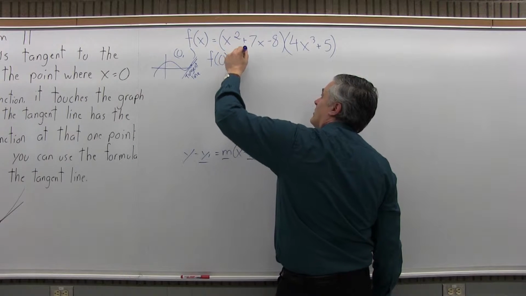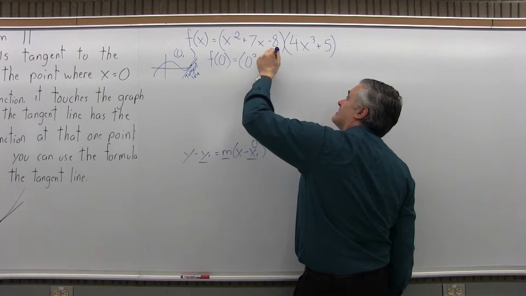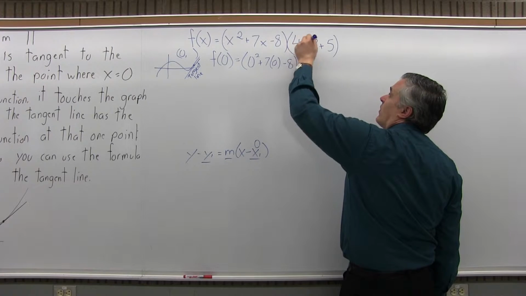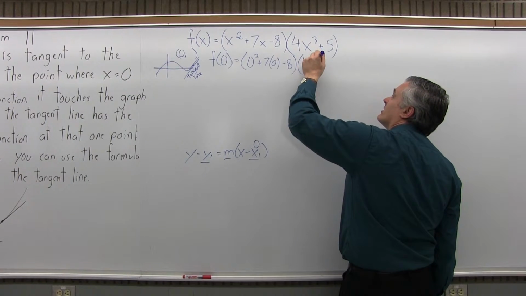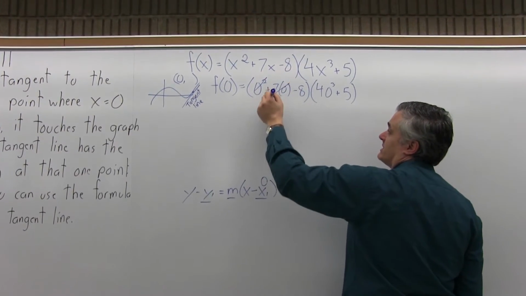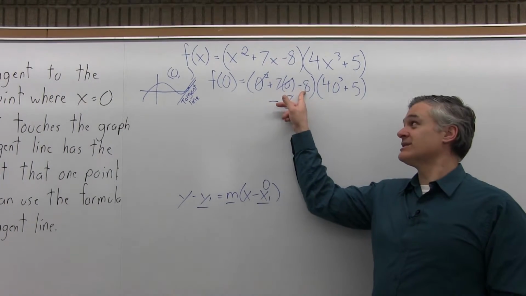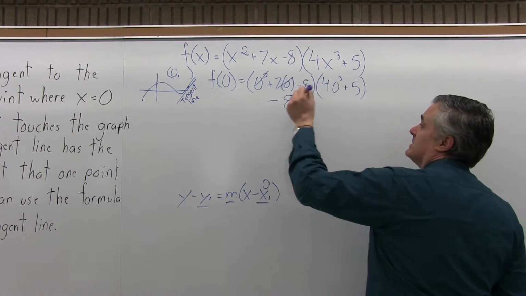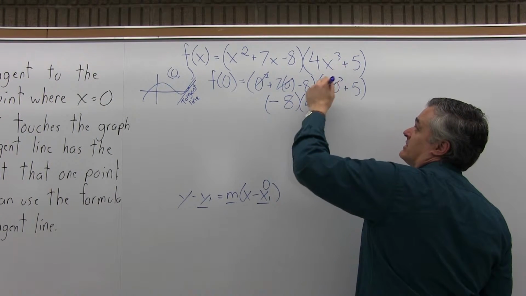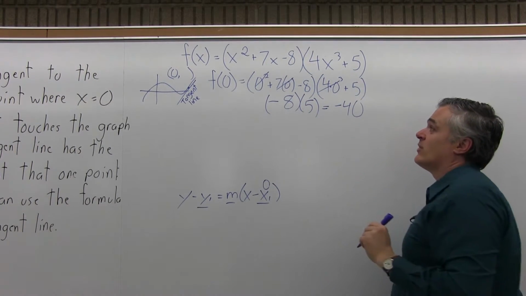f of 0 equals, so x squared becomes 0 squared, 7x becomes 7 times 0, minus 8, times 4x cubed, so it'll be 4 times 0 cubed, plus 5. Well, the zeros are especially easy to work with. The first set of parentheses just has a negative 8, right? Very easy to lose the negative. Pay attention, it's negative 8, not just 8, times 5. This 4 times 0 cubed just drops out too. So negative 8 times 5, which is negative 40.